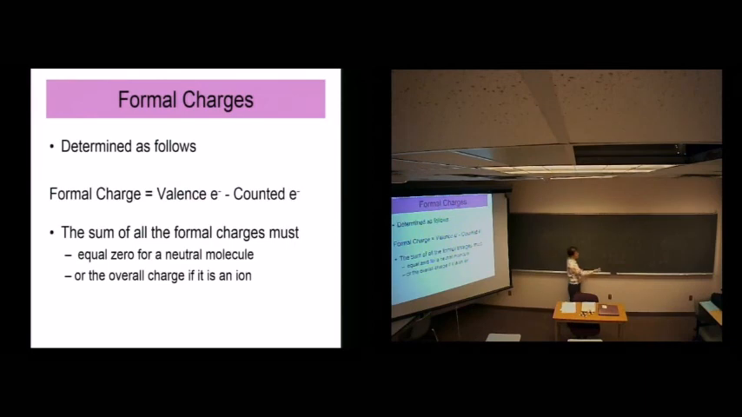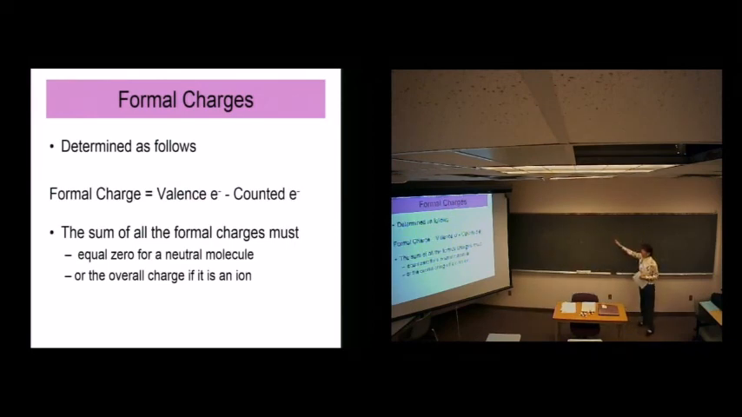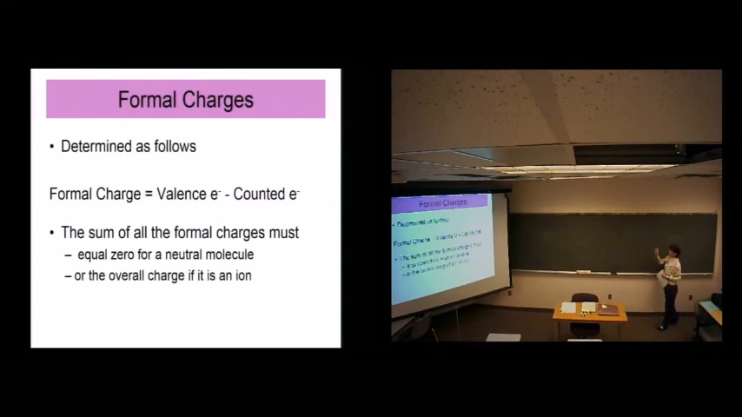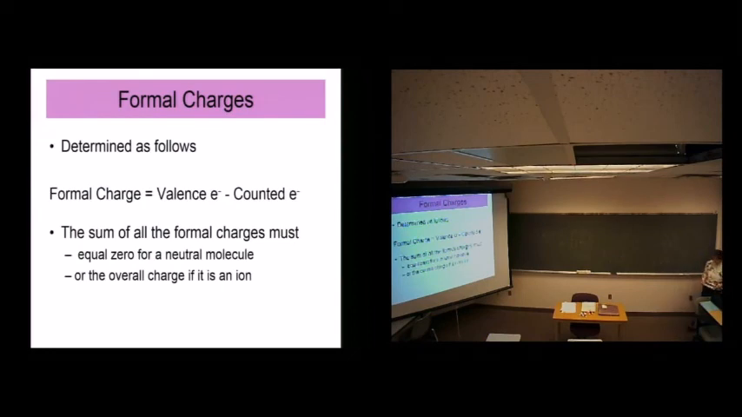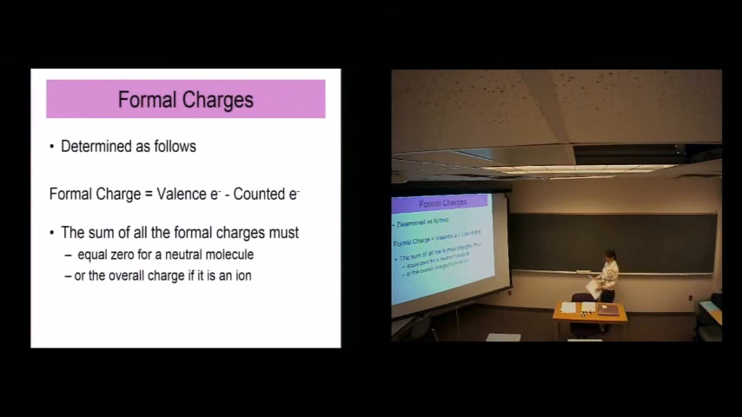And CO2 has no charge, so they should all add up to be 0. Plus 1, 0, minus 1, yep. Or 0, 0, 0, yep. So we did that correctly. They all add up to be either the charge of the ion or 0. Makes sense about formal charges? So that's a thing that we can do with resonance structures, use formal charges to help us decide which structure is the best one.